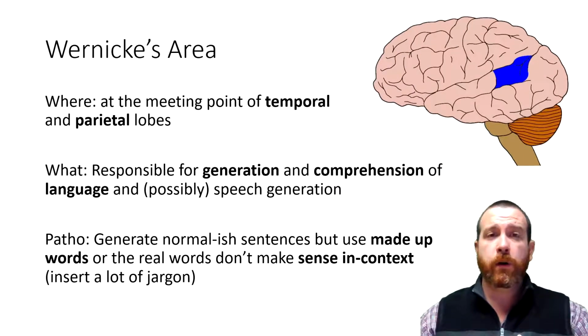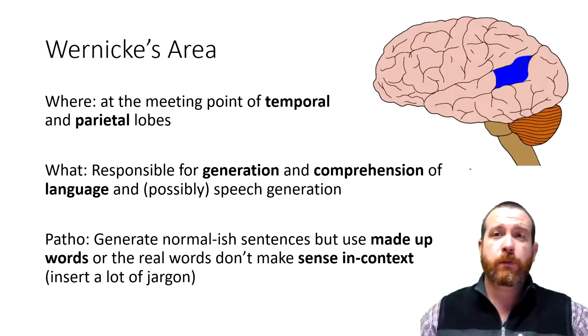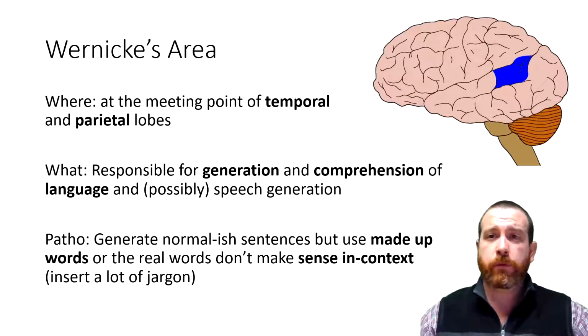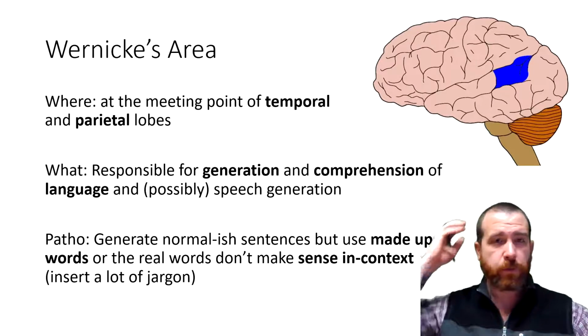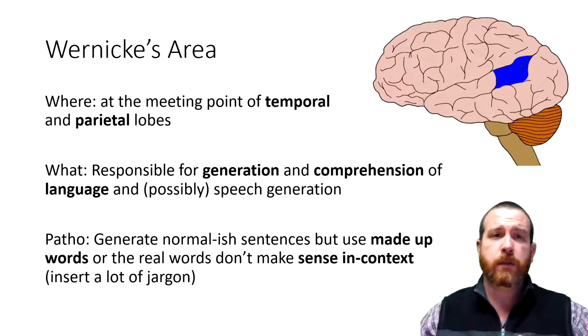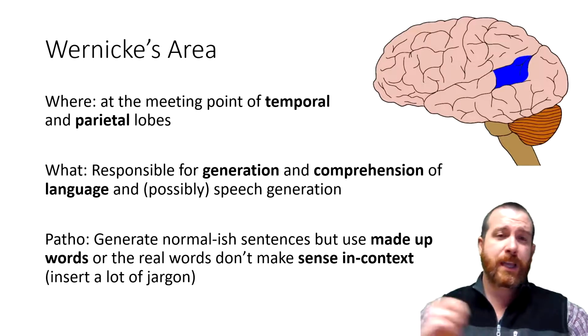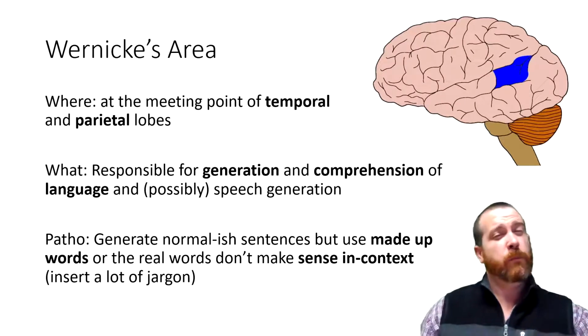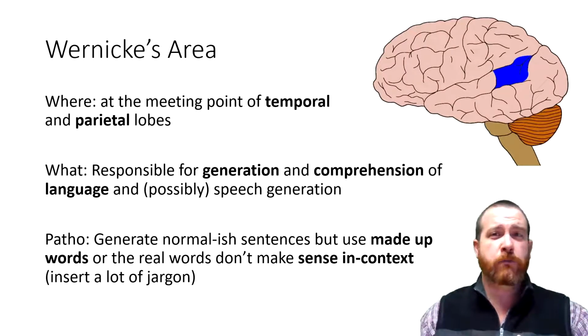Another area is going to be Wernicke's area, or Wernicke if we're going to be super legit. Wernicke's area is located at the intersection of the temporal and parietal lobes. So we have the temporal lobe and the parietal lobe where they meet right at the end at that sulcus line. Wernicke's area is responsible for the generation and comprehension of language. It probably has a role to play with Broca's area.